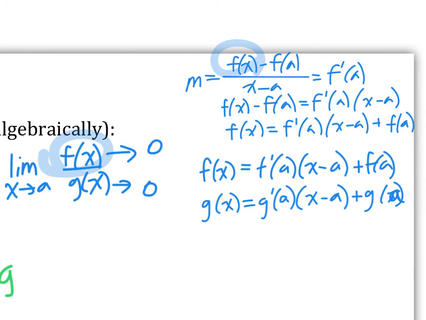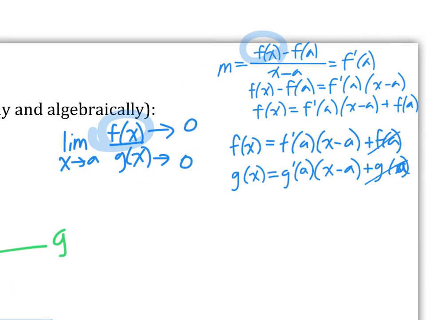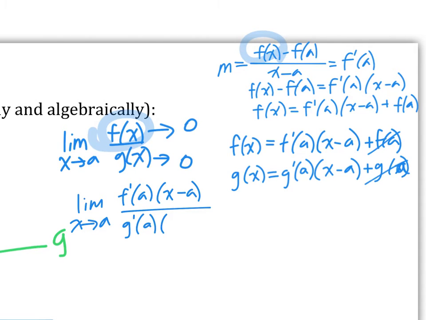What value is f of a? Look at your graph. 0. What value is g of a? 0. So those two are gone. They're zeros. So let's plug it in. Limit as x goes to a of f of x now becomes f prime of a times x minus a. g of x becomes g prime of a times x minus a. You can see that cancels. So then this limit becomes that.